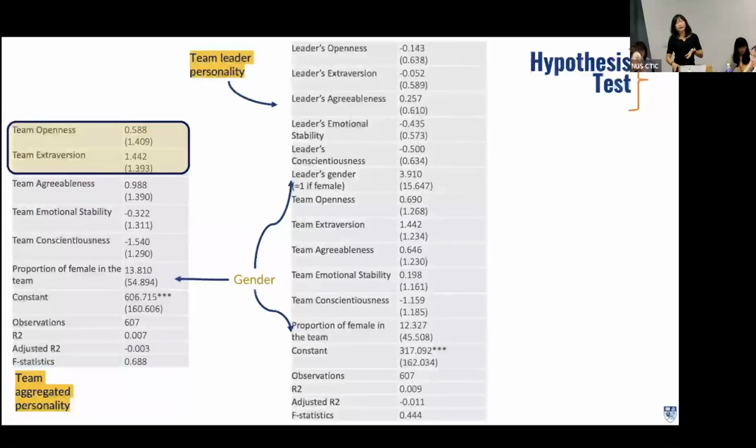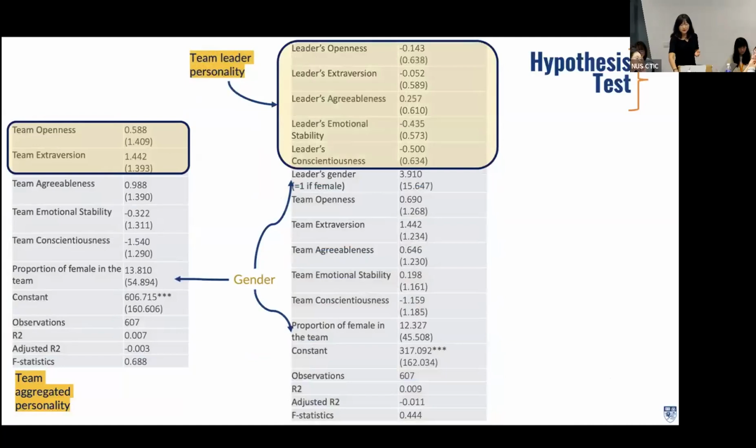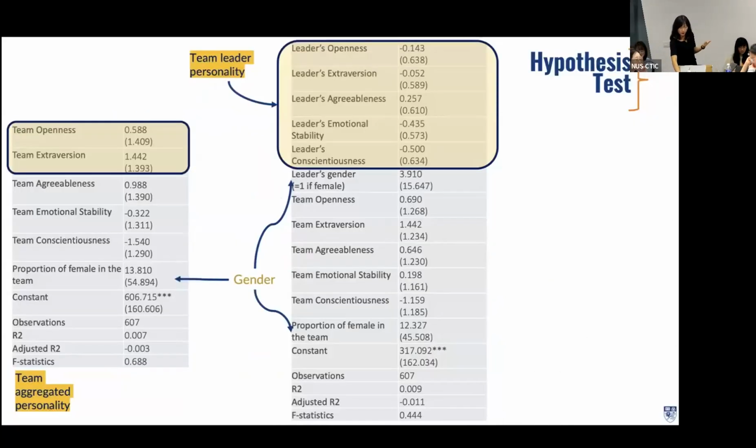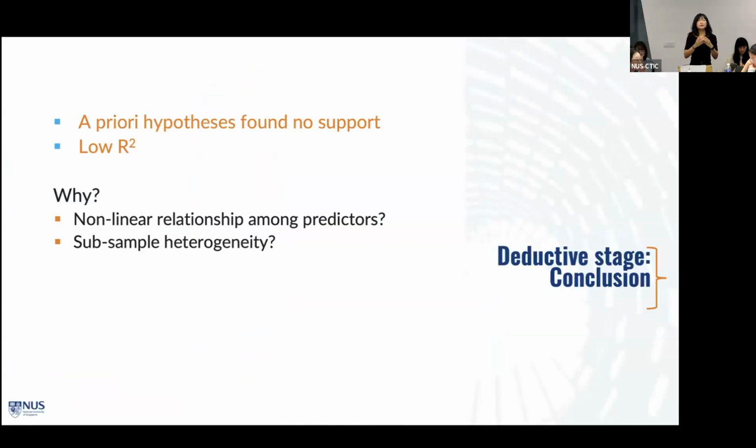So then we added in the leader's personality, and we still didn't really find anything. So this was our first endeavor. We're saying, okay, so much research has said that these things should make an impact, but they didn't. And if you notice, the R-square is pretty low as well. Why is that happening? We think maybe because the relationship is not really linear among the predictors that we input into our regression. And maybe across many different subsamples that we collected data, there might be a lot of heterogeneity. So there's lots of noise in the data as well.